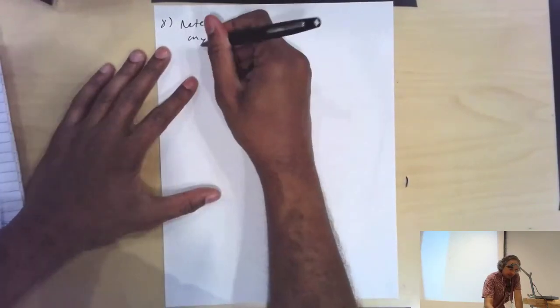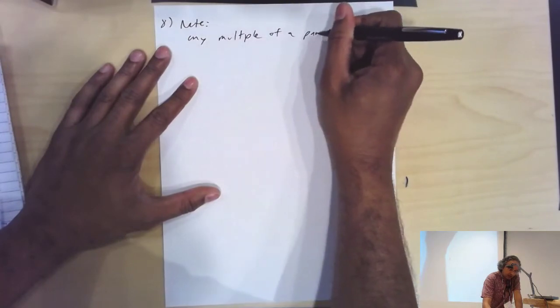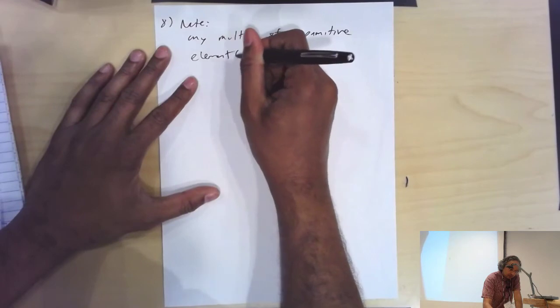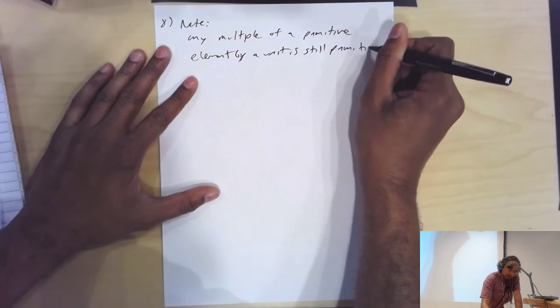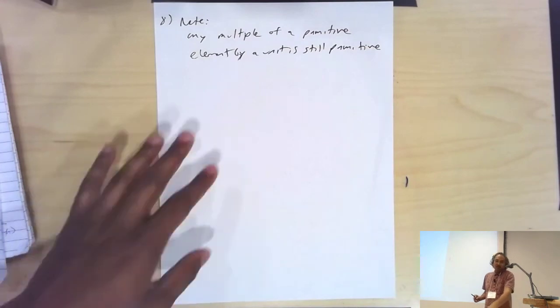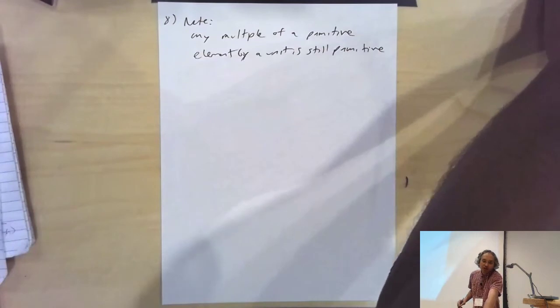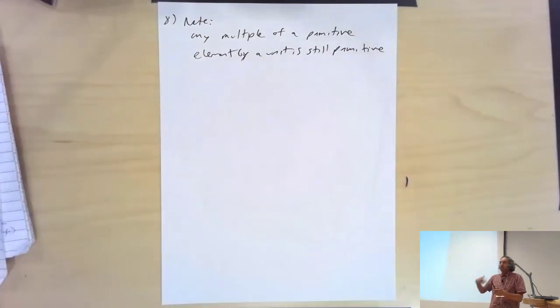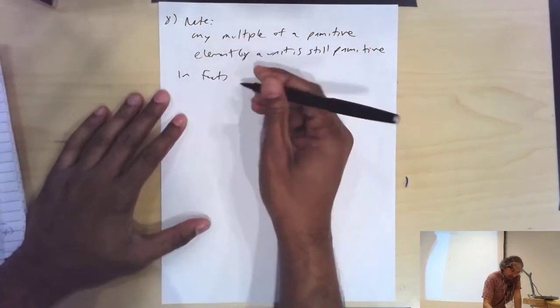So any multiple of a primitive element by a unit is still primitive. It takes a little bit of work to check, but it's not difficult. But this is, again, what you expect from this analogy. So in particular, if you take some generator of the kernel, which is primitive, and you take any multiple of it by a unit, that would give you another generator, of course, and it would give you another primitive element.